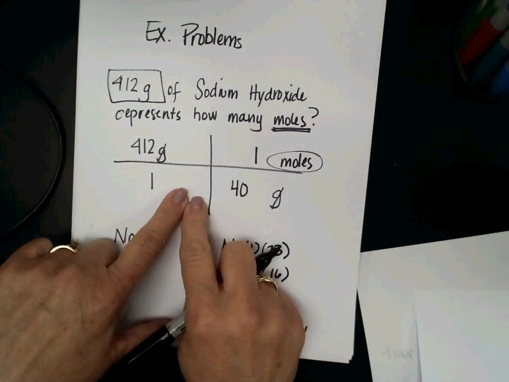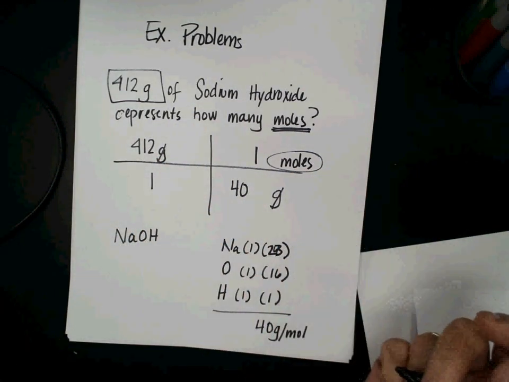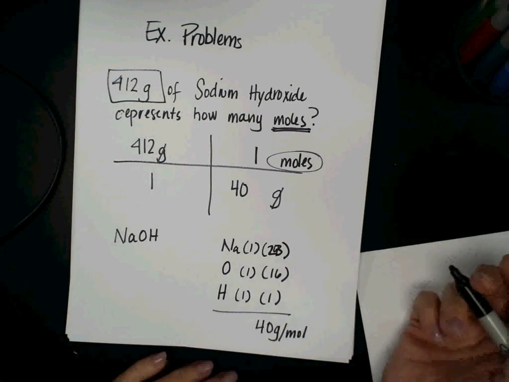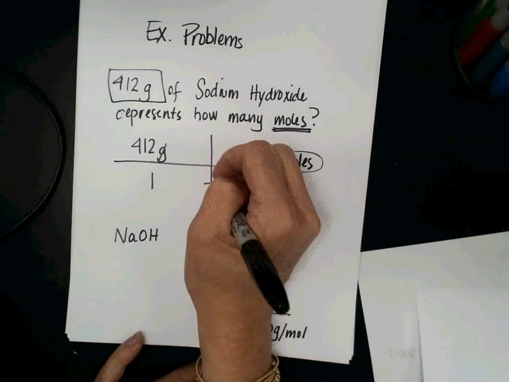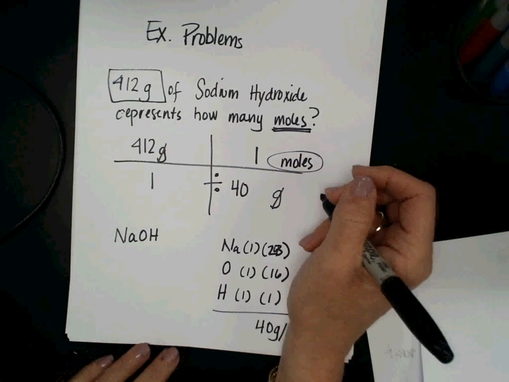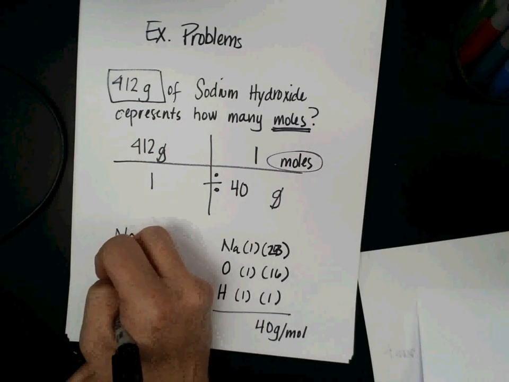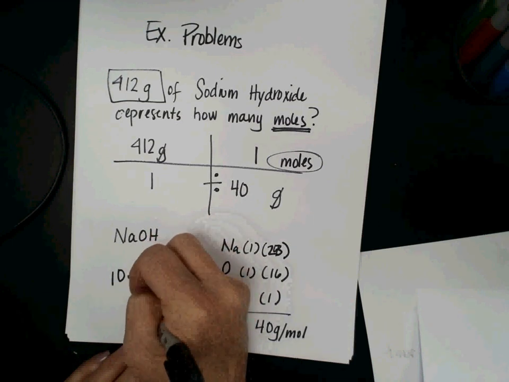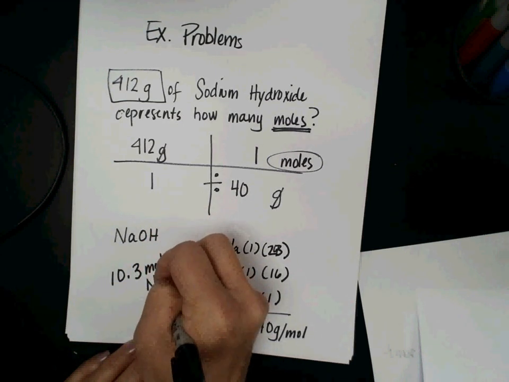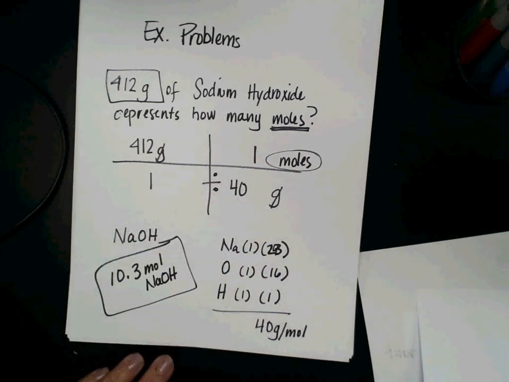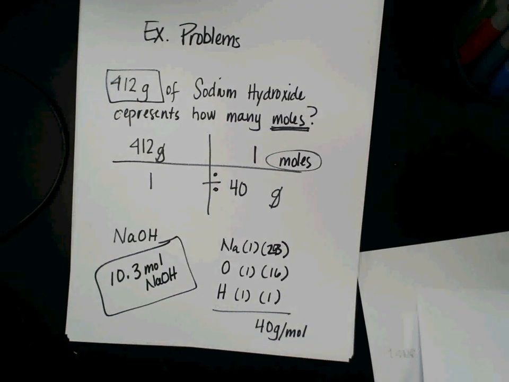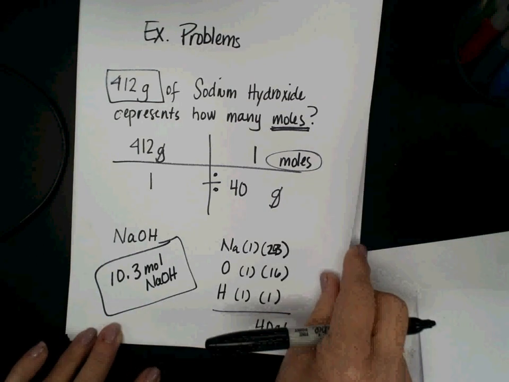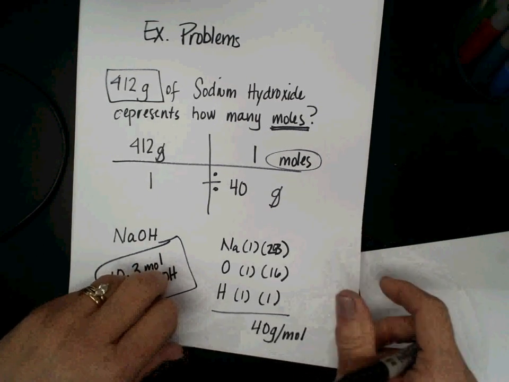If it's below the line, am I multiplying or dividing? Dividing. So I have 412 divided by 40, which equals what? 10 point what? 10.3 moles NaOH is what I would expect to see for your answer. Questions about anything? Ringing a bell? Okay, I'll let you see if you can set the next one up.